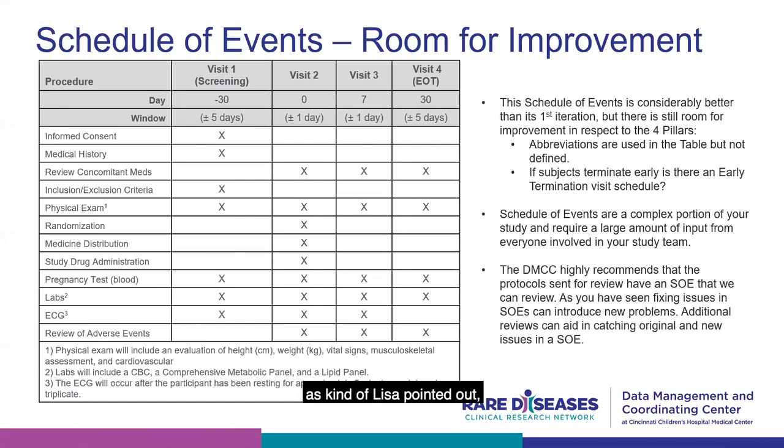As Lisa pointed out, we use some abbreviations in this schedule of events, but we don't necessarily have them defined within the table. Other things to consider: if this study had an early termination visit, how do we have that represented in the schedule of events?